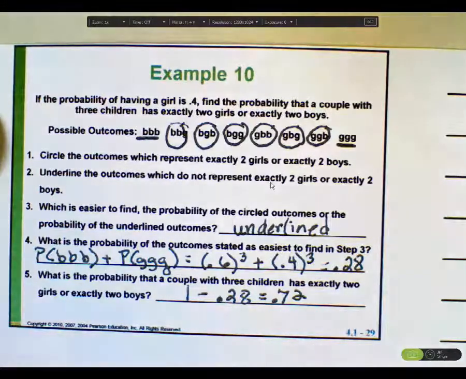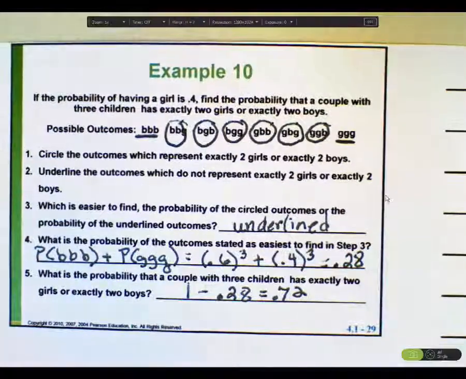All right, that's all of our examples for 4.4 and 4.5. Just look at your assignment sheet to see what the homework is.